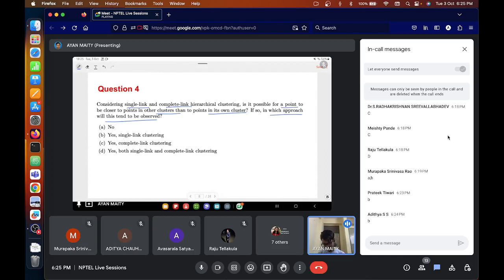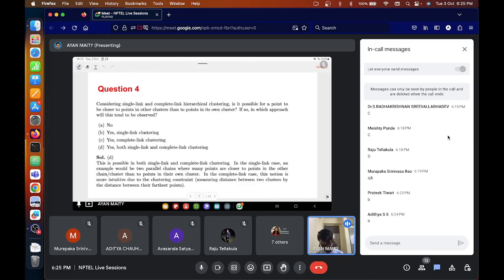So the correct answer here is option D, that it can happen in both single link and complete link hierarchical clustering. In case of single link, it might happen in case of two parallel chains where many points are closer to the points in the other cluster than to points in their own cluster.